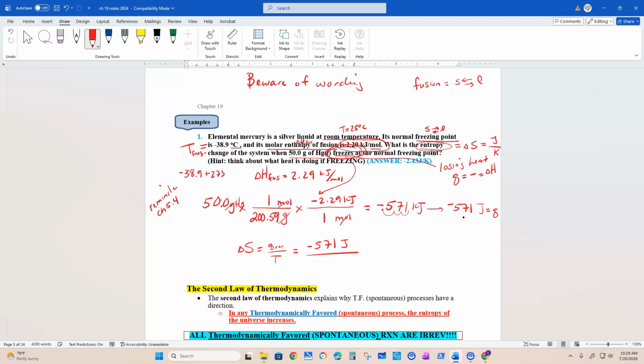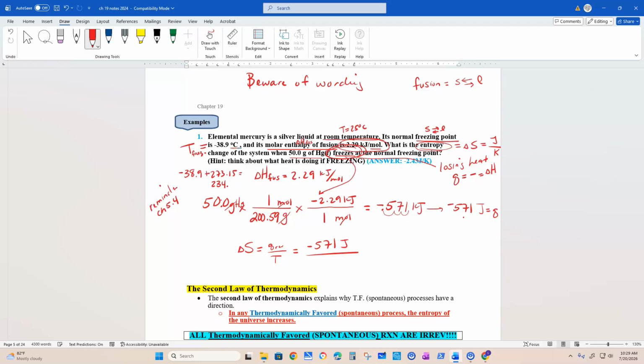Plus 273.15. It looks like I am going to need a number after the decimal. So negative 38.9 plus 273.15. And with 1 after the decimal, I'm going to get 234.